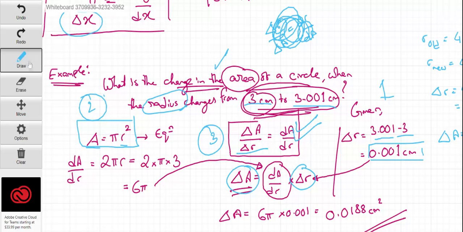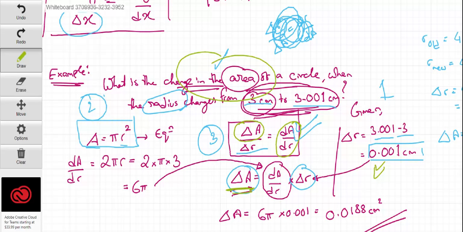And remember, our goal is to find the change in the area, triangle A. So what do we need? We need the triangle R. We have the triangle R ready. We need to find the value of the differentiation dA by dr, so that after cross multiplying, we can make triangle A the subject.